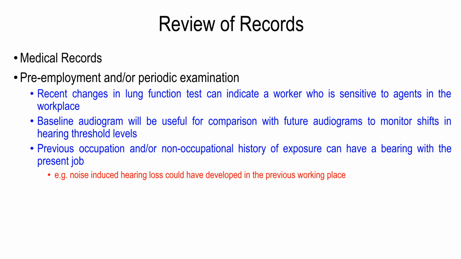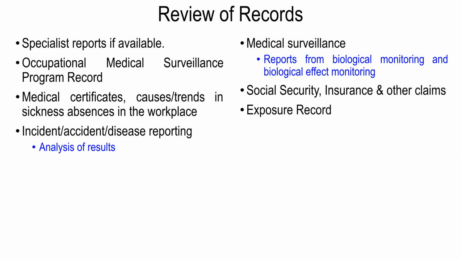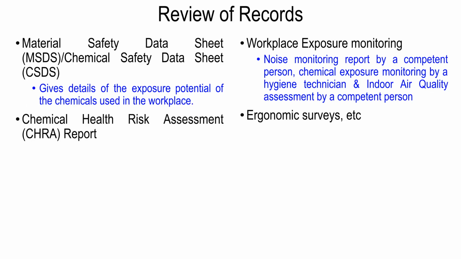Reviewing medical records, pre-employment, and periodic examinations is essential. Changes in lung function or baseline audiograms can help monitor sensitivity or shifts in hearing threshold levels. Further record review includes specialist reports, occupational medical surveillance, medical certificates, incident reporting, Social Security and insurance claims, and exposure records. Other critical records include material safety data sheets, chemical health risk assessment reports, workplace exposure monitoring, and ergonomic surveys.